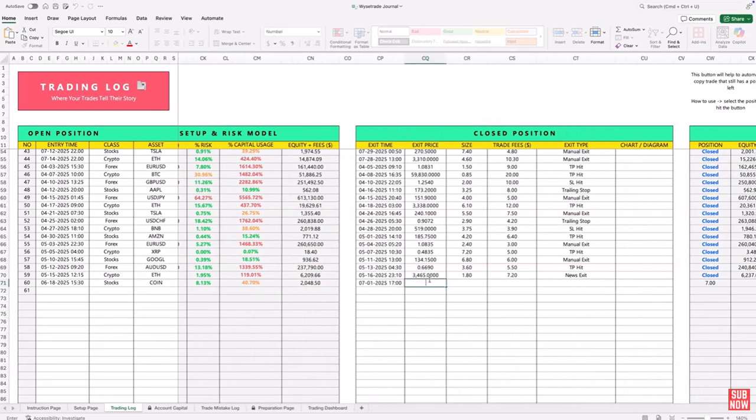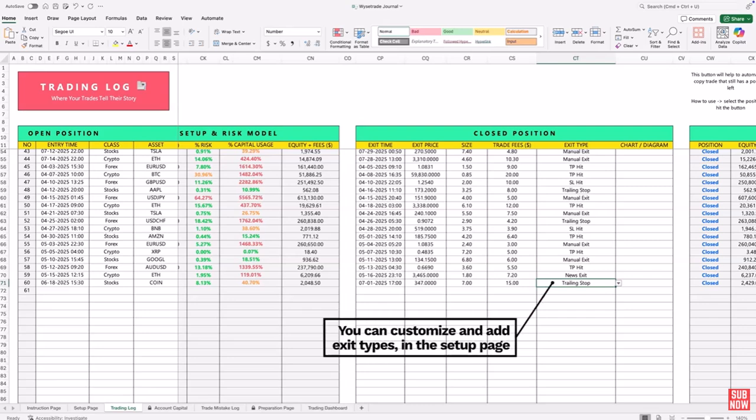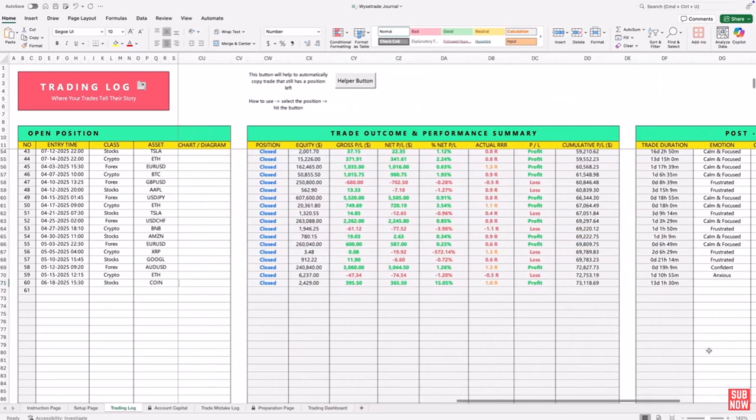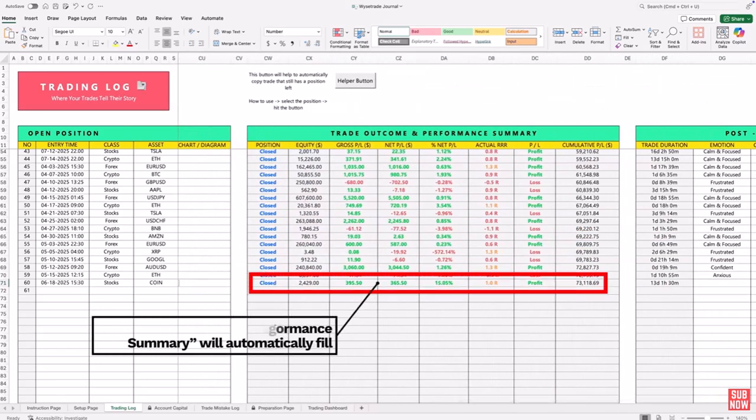Next, we fill out the closed position section, which is how the trade actually closed out for you. For the exit type, we select trailing stop loss. Again, you can fully customize the exit types you use inside of the setup page. Then once we scroll more to the right, the trade outcome and performance summary will automatically fill.